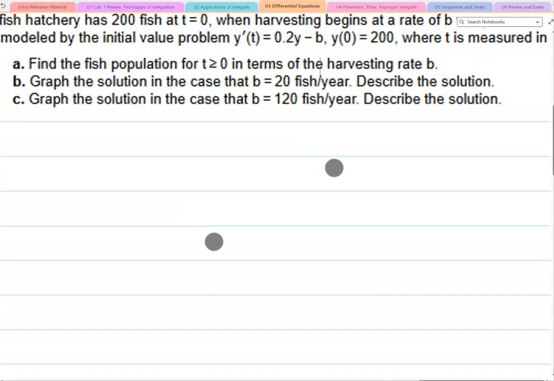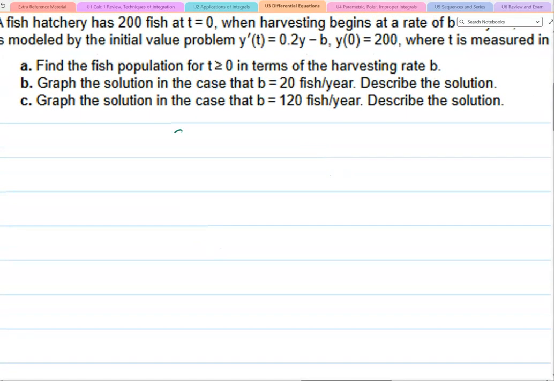All right, so this is basically us just solving the differential equation. So I'm going to write this as dy/dt equals 0.2y minus b, where b is going to be some number, but we don't know what it is. So I'm going to treat it like a number, even though it's some constant.